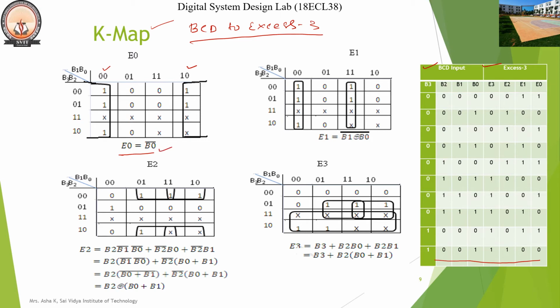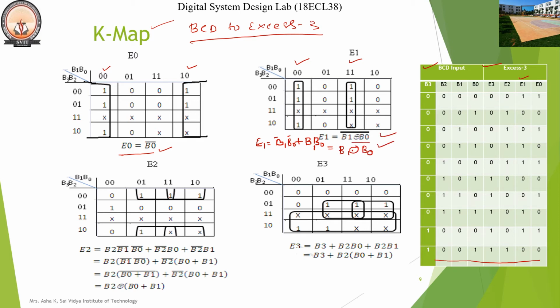For the XS3 bit E1, substitute the values of this particular column into the K-map, and after grouping the octet, if we observe here, we are going to get E1 equal to B1 complement B0 complement, addition with B1 B0. After grouping, this operation is nothing but the XNOR operation of B1 and B0.